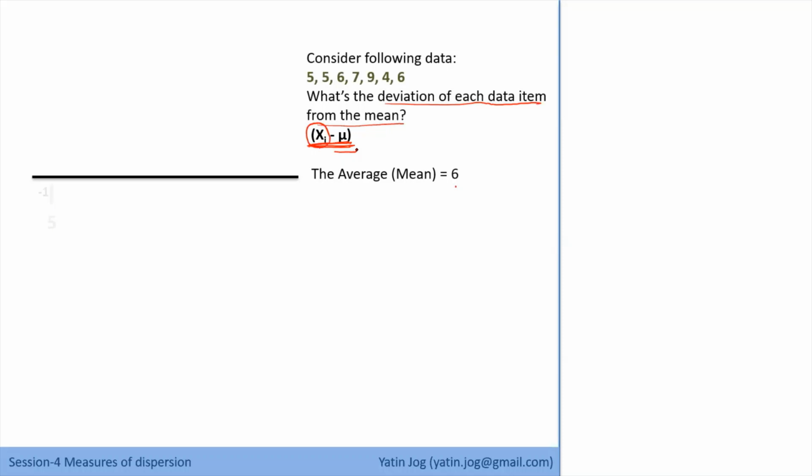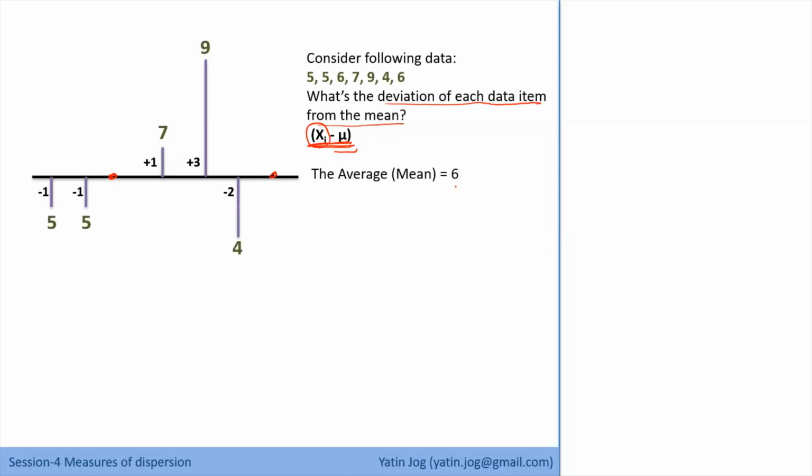The first point is 5, and the deviation is minus 1, since 5 minus 6 is minus 1. For the second point, the deviation is minus 1. The third point is 6 itself, which means the data point is present on the line itself, so the deviation is 0. The fourth point is 7, so the deviation is plus 1. The next point is 9, so the deviation is plus 3. The next point is 4, so the deviation is minus 2. And the next point is 6 again, so it will be on the line itself, and the deviation will be 0.